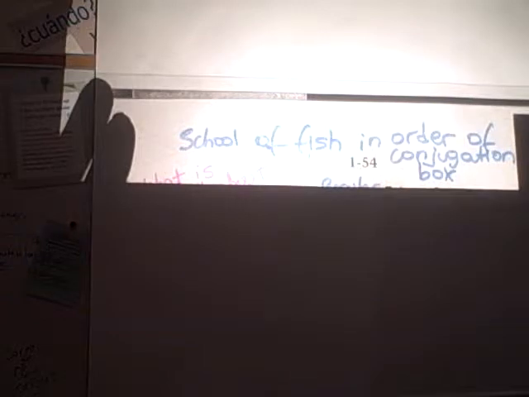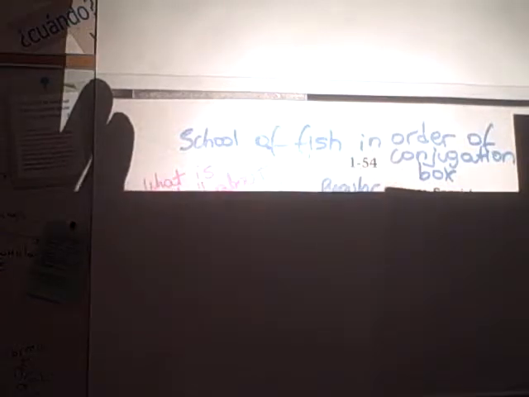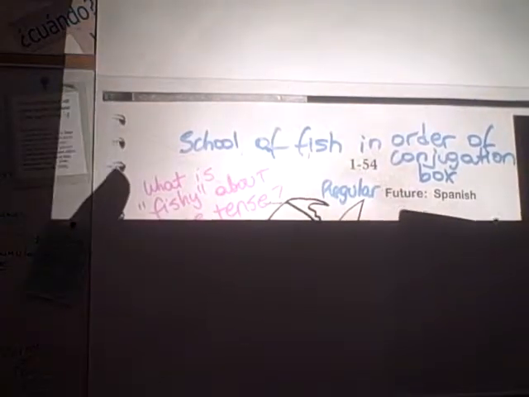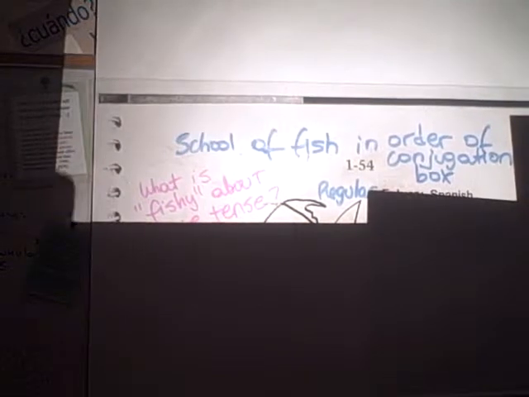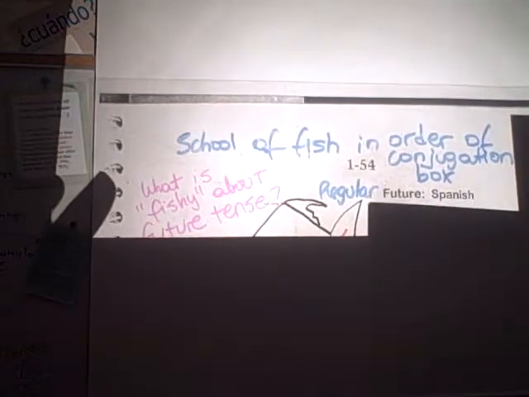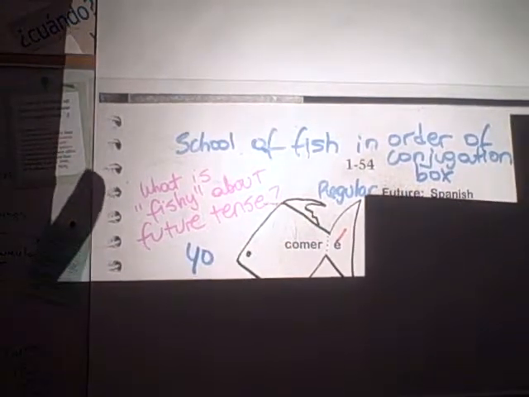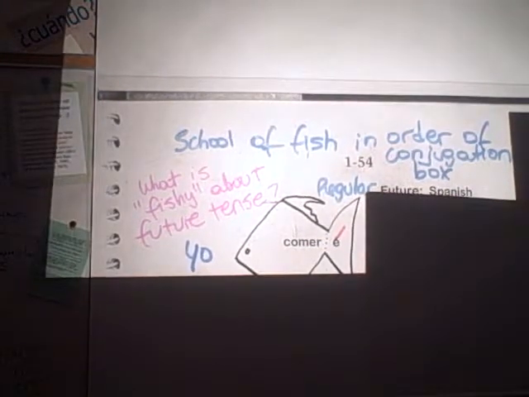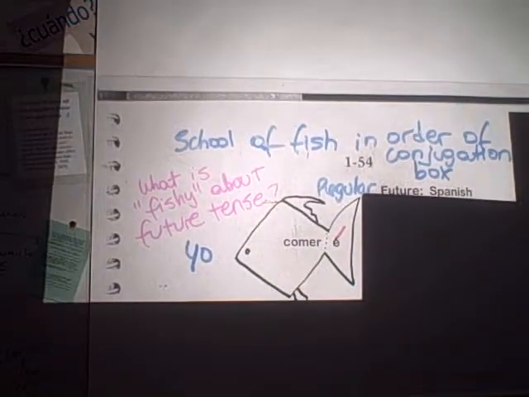So we're going to use the school of fish here in the order of a conjugation box. The first one is going to go with the yo form. What would be the verb comer for the yo form? Comeré. So think of it as the body of the fish is the stem, which is the whole entire verb. You're not dropping anything. Then you attach his tail to him, which is your ending. Comeré for the yo form.